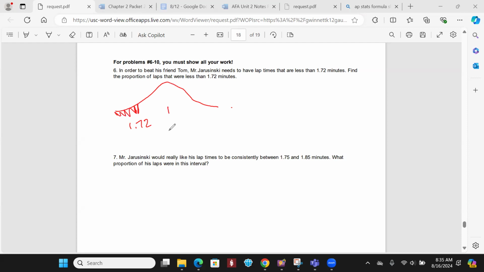What's our mean? It's 1.84. Look at my awesome curve. Boom. Okay. So then we're going to find the Z-score. We're going to take 1.72 and subtract 1.84, divide it by our standard deviation, which is 0.07. When you plug that in, what'd you get for your Z-score? Negative 1.71.